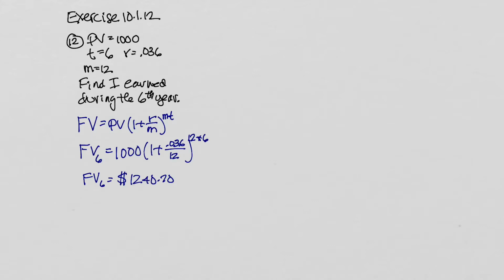So it seems reasonable that what we should do here is this. Why don't we find the future value after 5 years? We'll get that number, and then subtract it. Whatever number we get here, we'll subtract it from this number, and that'll give us the interest that we made in that last year, the 6th year.